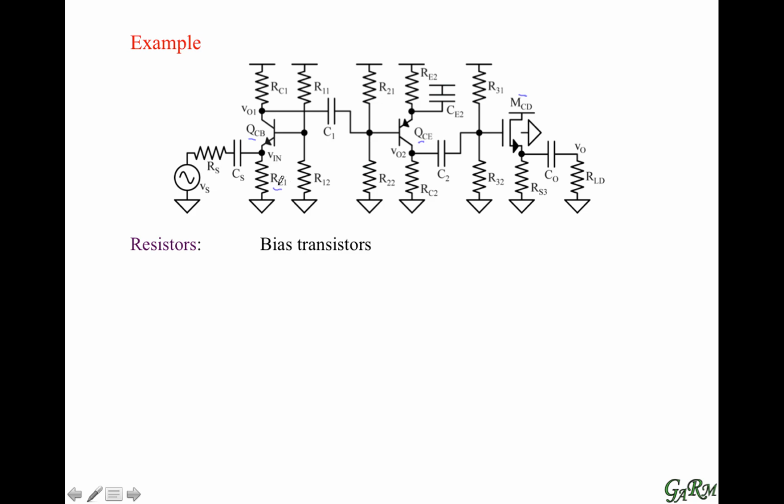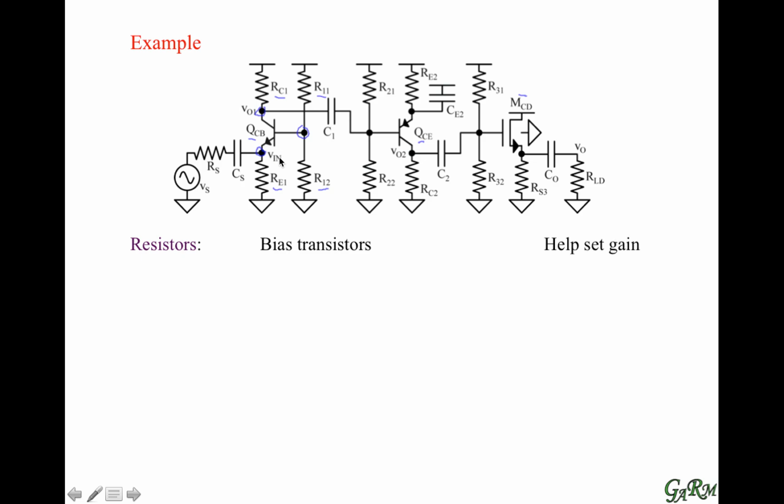So RE1 sets the emitter voltage of the first transistor, RC1 sets the collector voltage, and R11 and R12 set the base voltage. By setting all three voltages, we can actually control the current that flows through the transistor, as well as the voltages that bias the transistor. So this is how we bias the transistor.